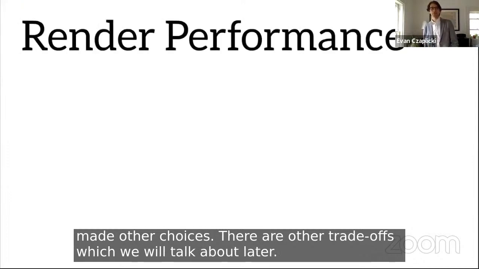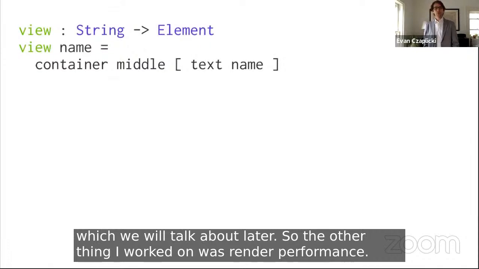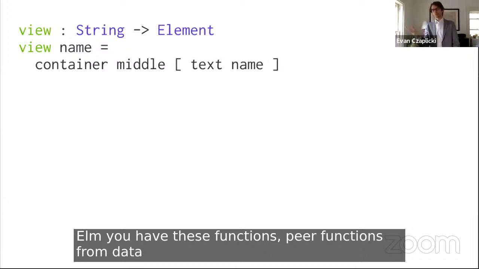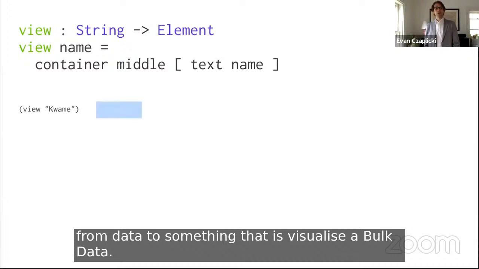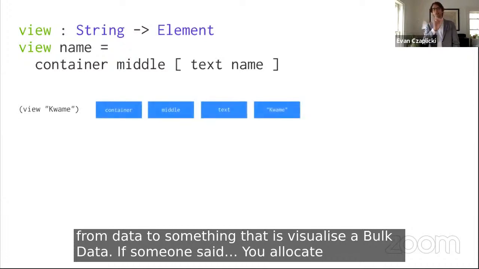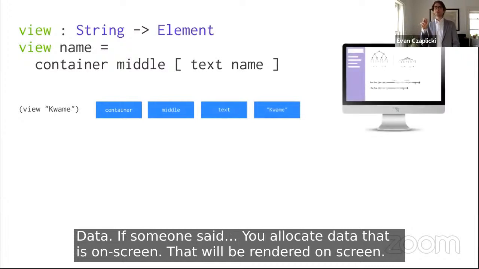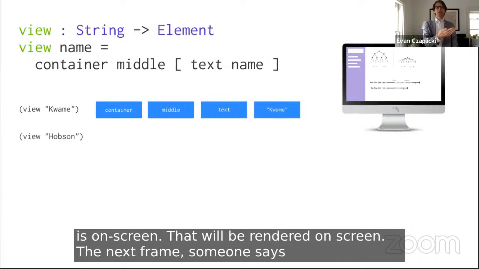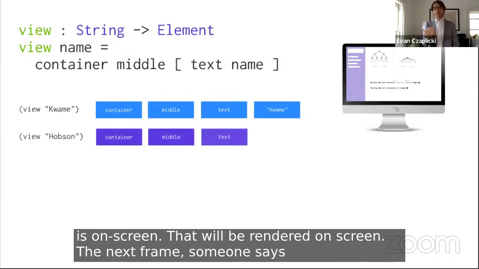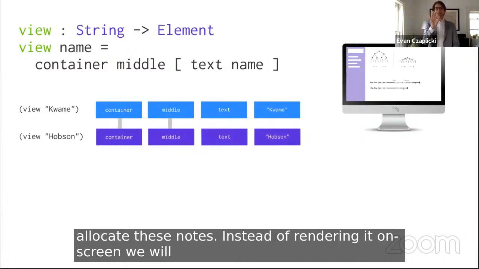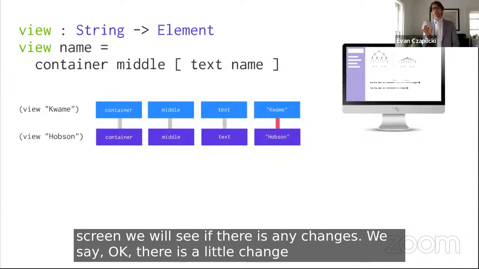So the other thing that I worked on in this area was render performance. In Elm, you have these pure functions that go from data to some sort of visualizable data. So if someone said view Kwame, you're going to allocate data that represents what's going to show on screen, and then that's going to be rendered on screen. And then say the next frame, someone says view Hobson, again, we're going to allocate these nodes. But instead of rendering it all on screen, we're instead going to diff to see if there's any changes. So we say, oh, okay, there's a little change in this string.